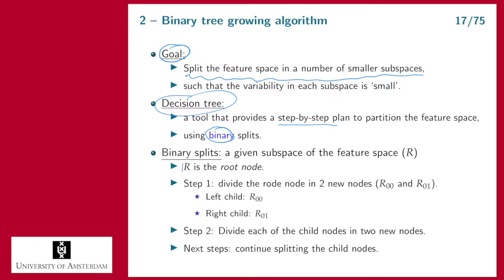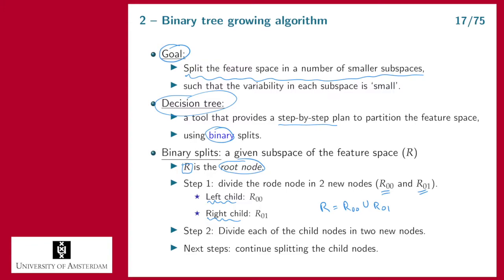So we start with the feature space R, which we call the root node. And in the first step, we will say, well, let's split that root node in two parts, R00, R01. And of course, R, the whole feature space, is equal to R00 together with R01. So we take the whole feature space, we split it in two parts, where we call R00 the left child and R01 the right child.